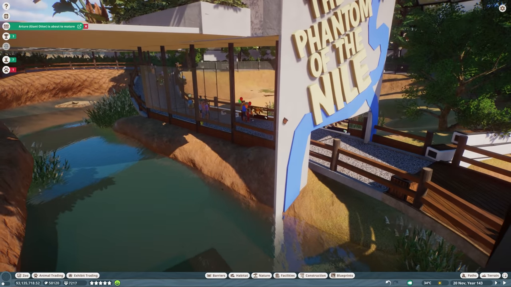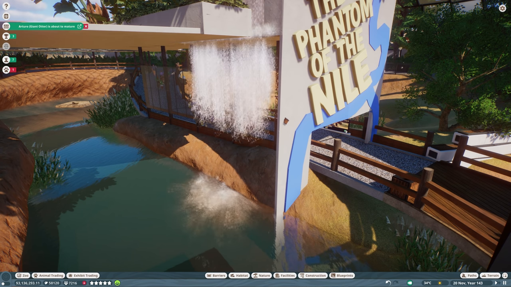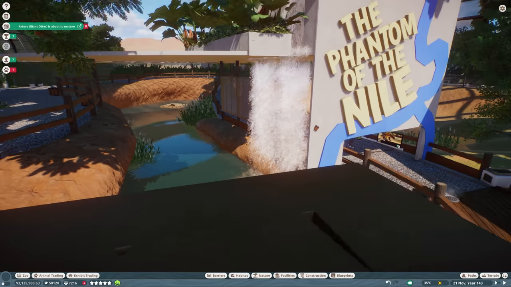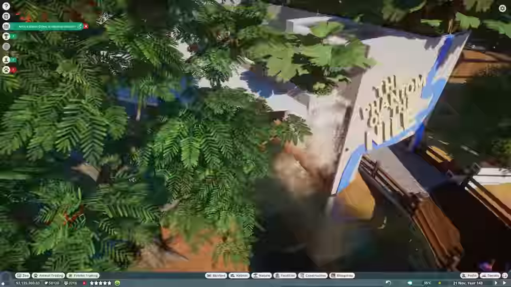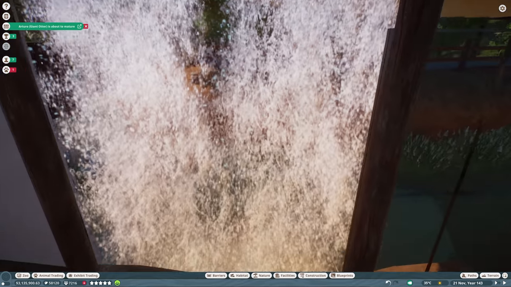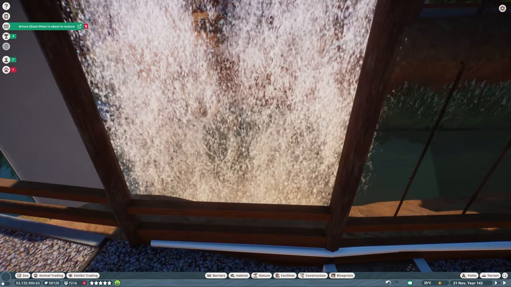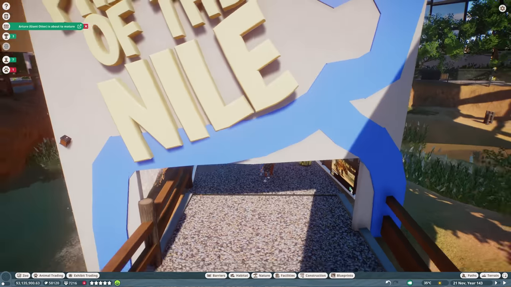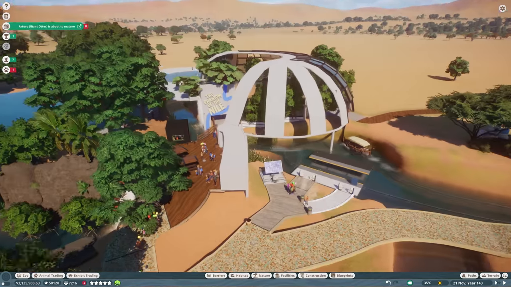Also, before we... there we go. Had to get the finishing touch in there, that final visual cue, which brings it all together. Yeah, it just looks like a wall of water. But we know what the experience is supposed to be like. Gotta use the mind's eye from time to time. But there it is, the Phantom of the Nile.